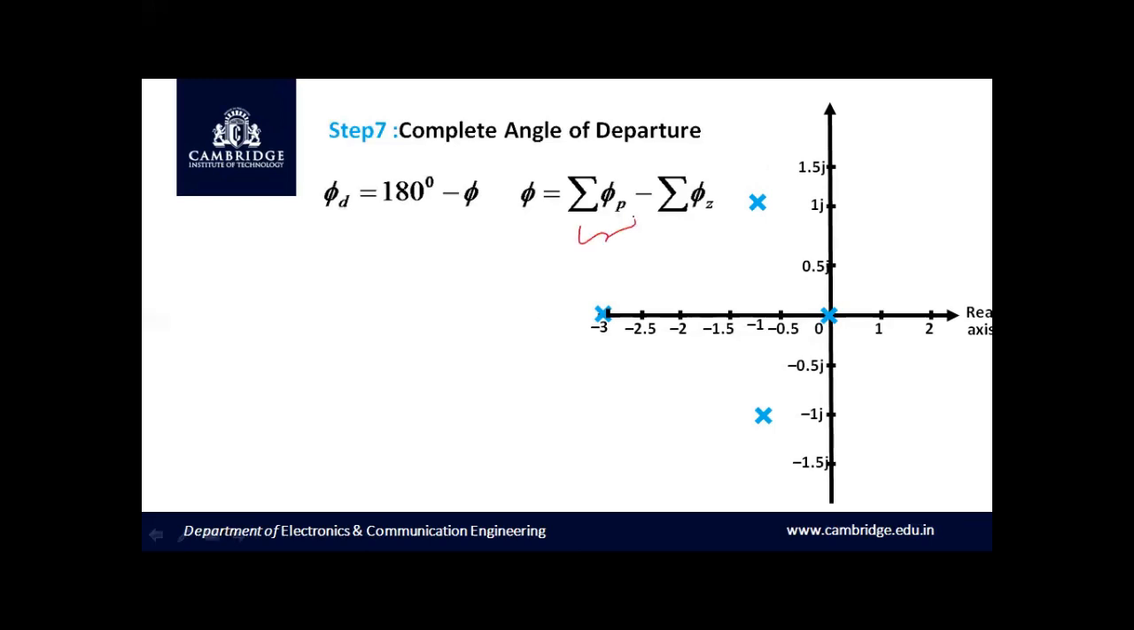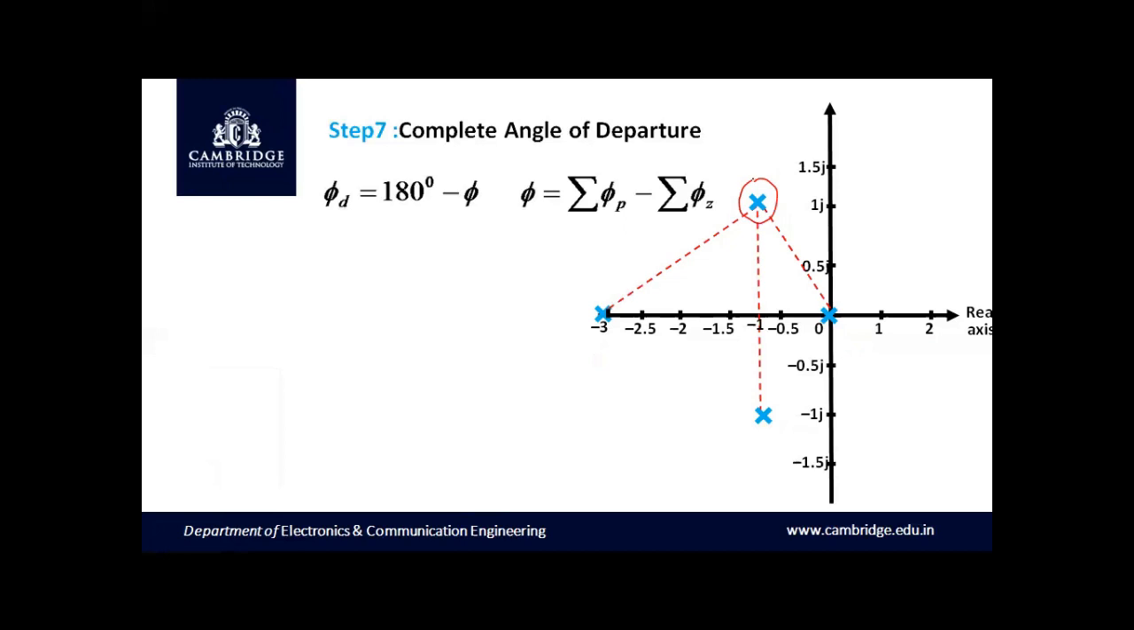To calculate summation phi p, we have to join all the remaining poles to the complex pole under consideration. Let us consider that we are going to calculate the angle of departure for the complex conjugate pole at minus 1 plus j, and this is our point of interest. Now the procedure is to join all the remaining poles to the complex pole under consideration. So we have the rest of all the three poles, one at minus 3, one at 0, and the other at minus 1 minus j. So now let us join all the rest of the poles towards the complex pole under consideration.